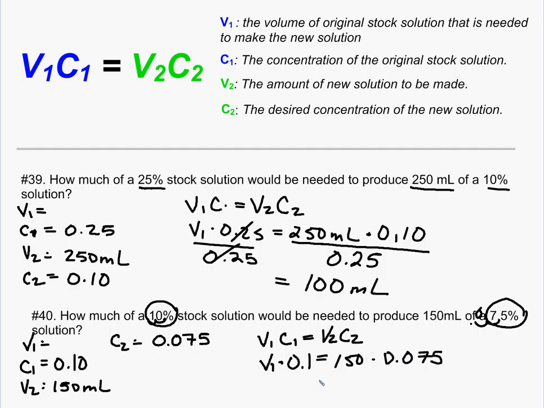0.075 for a 7.5% solution. I'm going to divide by 0.1 over here, divide by 0.1 over here, and that gives me 112.5 milliliters of stock solution to create 150 milliliters of 7.5% concentration. Okay, moving on.